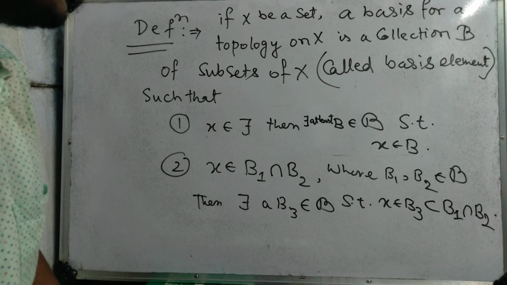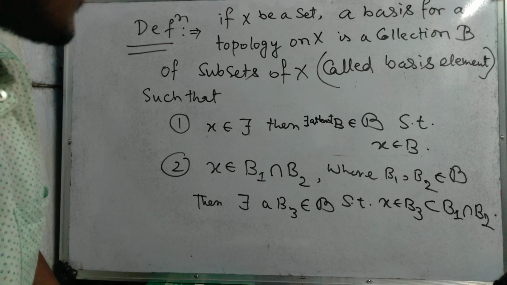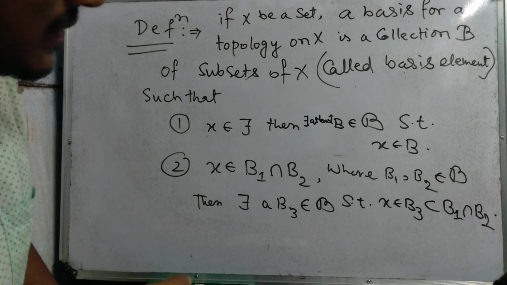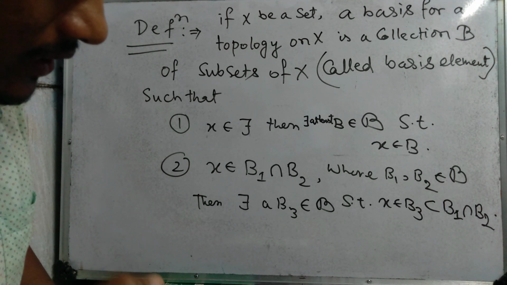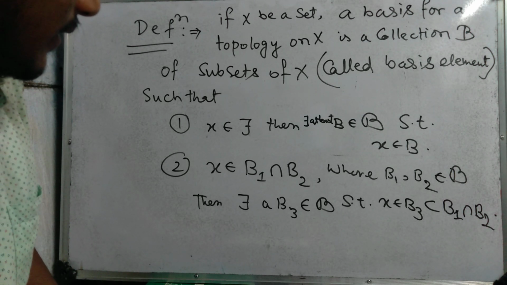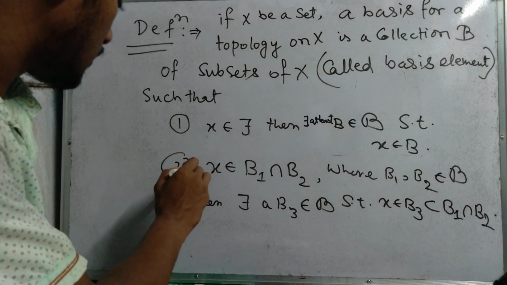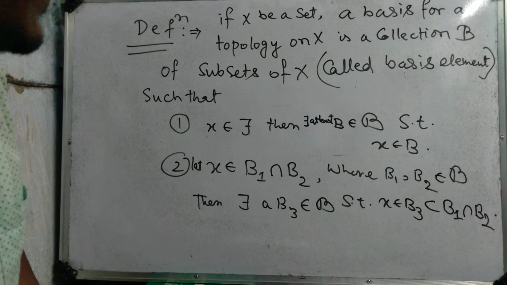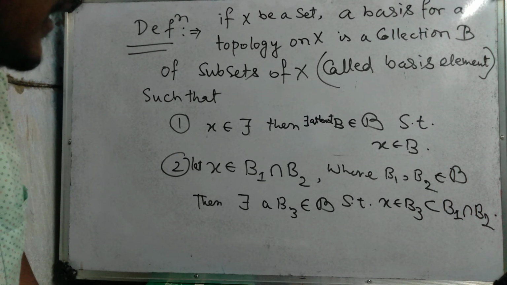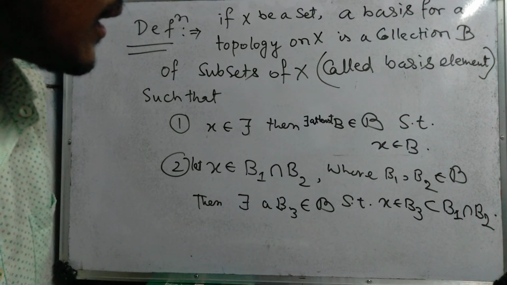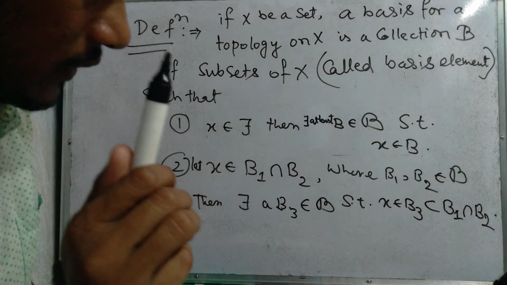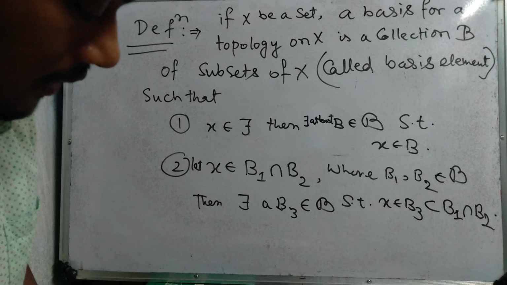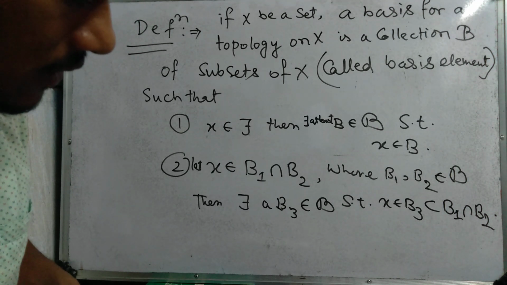If X is a set, a basis for a topology on X is a collection script B of subsets of X, called basis elements, such that for each x belonging to X, there is at least one basis element B belonging to script B such that x belongs to B. And let x belong to B1 intersection B2, where B1 and B2 belong to script B. Then there exists a B3 belonging to script B such that x belongs to B3, a subset of B1 intersection B2. If B satisfies these two conditions, then this collection script B is called a basis for a topology on X.